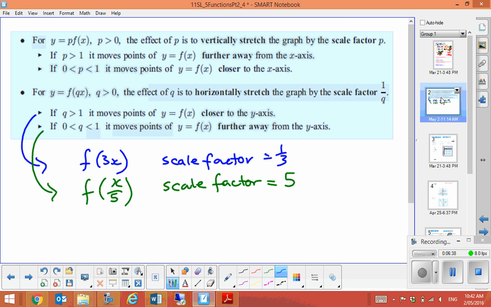This is summarised in your textbook. So for p, with p being positive, p greater than 1, it moves all the points further away from the x-axis, it's a vertical stretch. If p is between 0 and 1, it moves them closer. So scale factor, get the y values and multiply them by p.